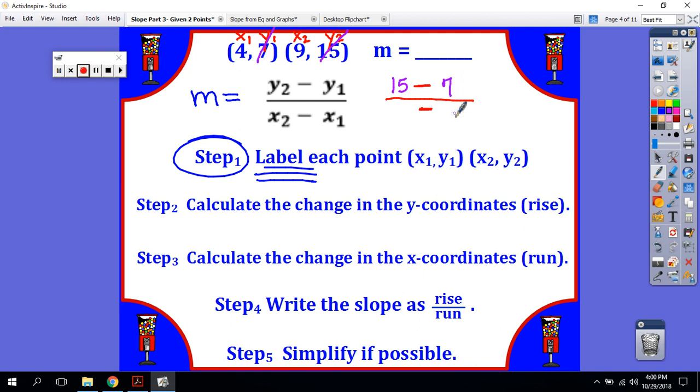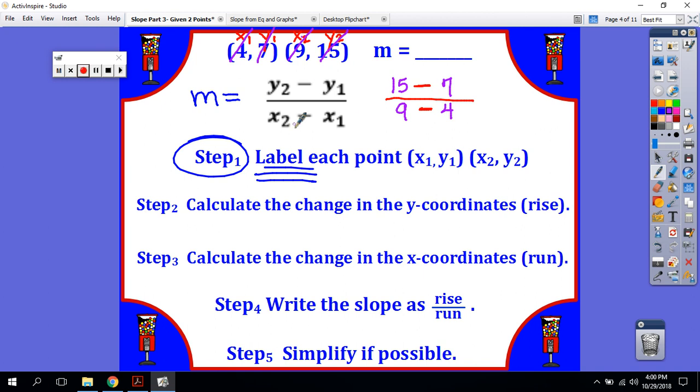So 7 goes there. In the bottom left, I need my x sub 2 value. My x sub 2 value is 9. So 9 goes here. And in the bottom right is my x sub 1 value, which is 4. So my 4 goes here. Now I've used all 4 of my numbers in the correct order. If you accidentally put the wrong number in the wrong spot, you won't get the correct slope. It will be wrong. So always remember x1, y1, x2, y2, and then carefully plug into your formula.